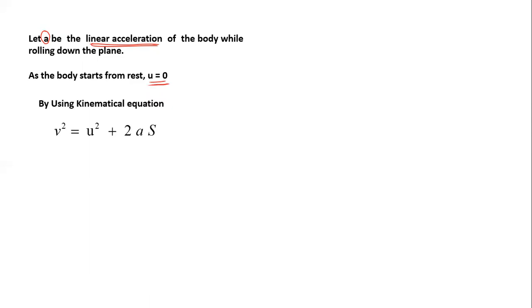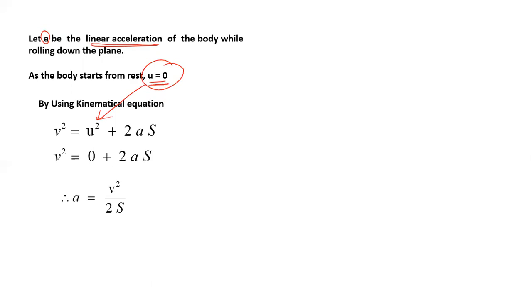After this, now I consider, let small a be the linear acceleration. It is linear acceleration when the body is rolling down. Now, body initially at rest means initial speed is 0. So by kinematical equation, we can write v square is equal to u square plus 2as. Now in that we substitute u is 0. Okay? We get v square is equal to 0 plus 2as. Now by using that, a is equal to v square by 2s.